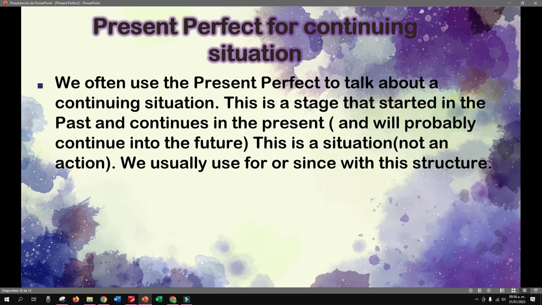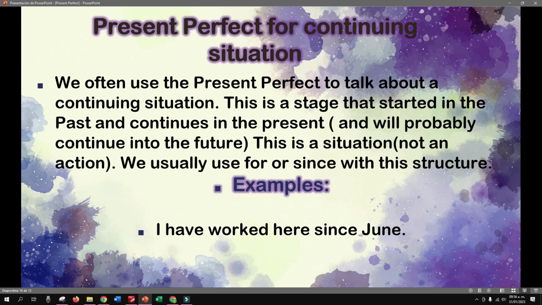So, for example, you can say, I have worked here since June. You started to work here when? In June, right? That action happened in June, in the past, right? But that continues in the present because you are there working, right? So, I have worked here since June, right?